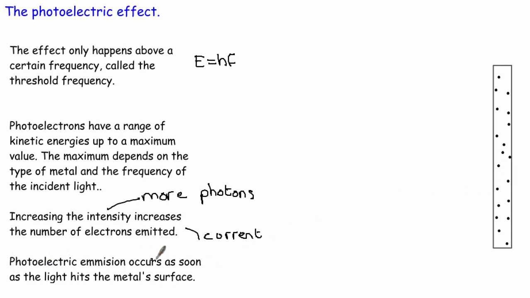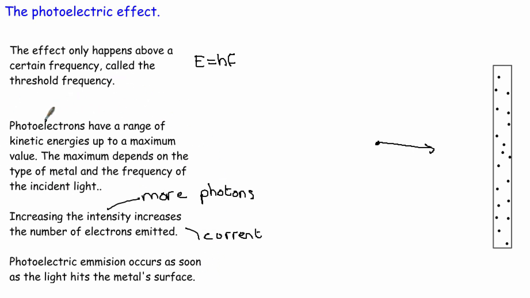And photoelectric emission occurs as soon as light hits it. Well, even if we've got one photon that comes in like this and hits one electron, and provided it's above the threshold frequency, then this electron will basically be freed straight away. So this photon theory basically agrees with this experimental observation here.